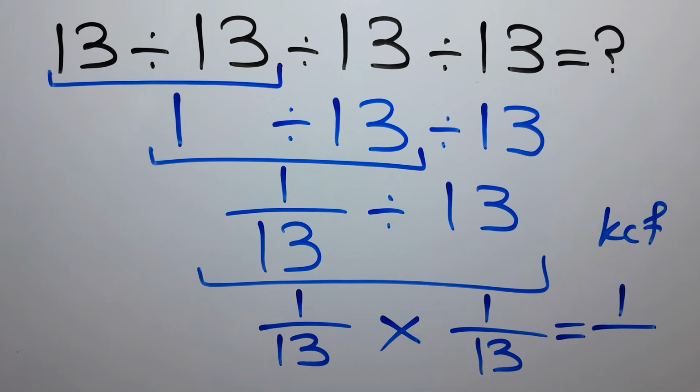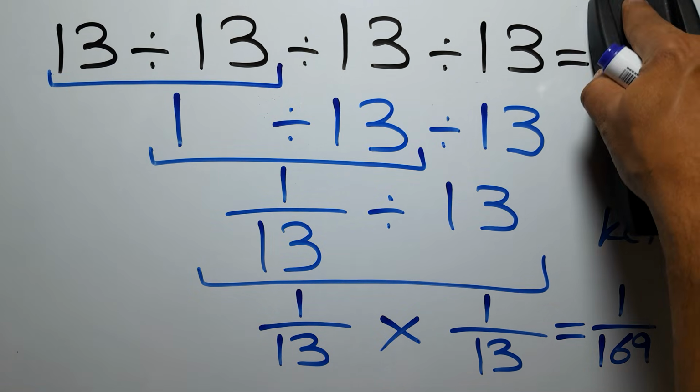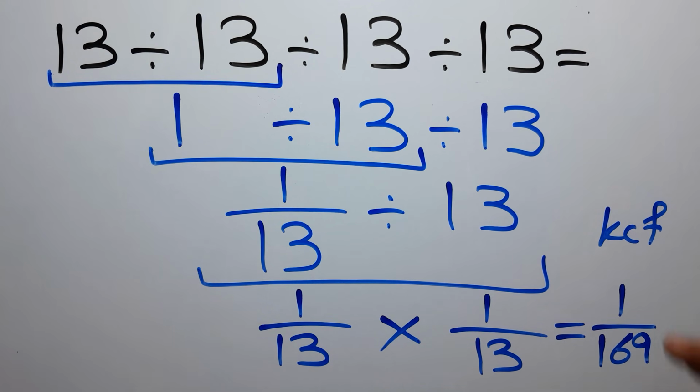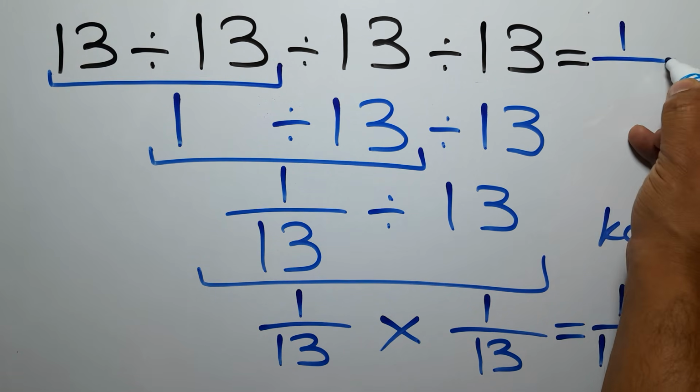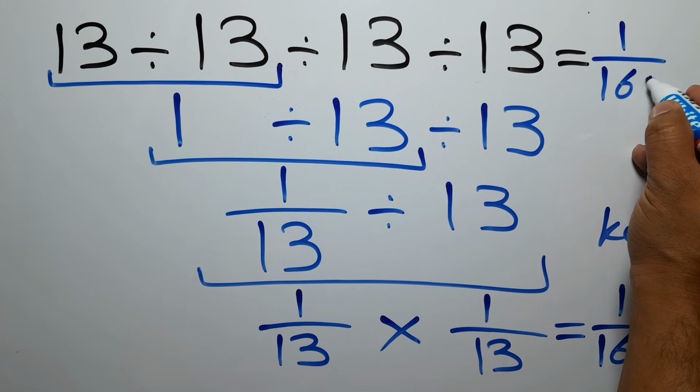So 1 over 13 times 13 equals 169. And this is our final answer to this problem, 1 over 169. The correct answer is 1 over 169.